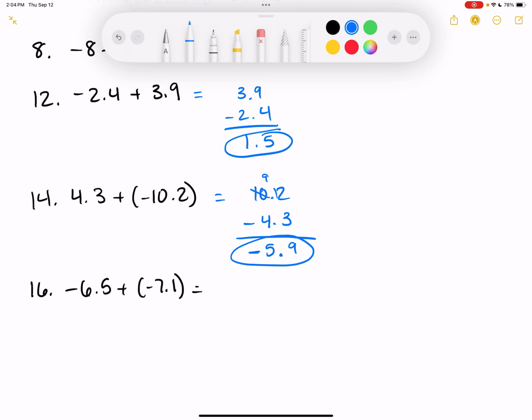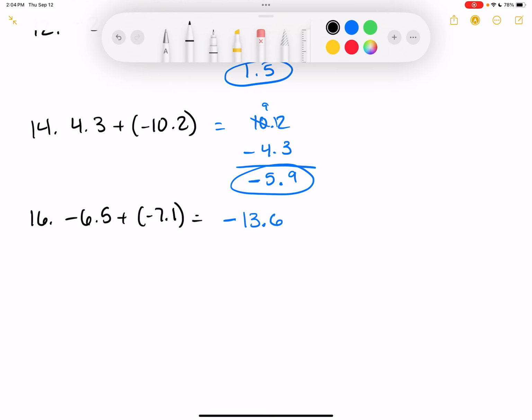I just finished writing it down. 13.6. Negative. -13.6, yep, because both are negative. The decimal looked like a 7 was a 2. All right, what do I have to do with something like this?